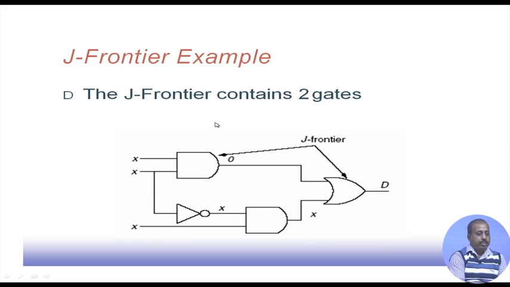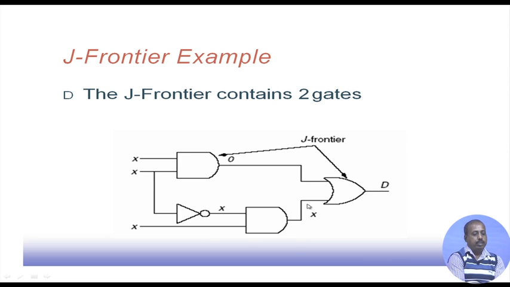On the other hand, this is a J frontier. For J frontier, we say that the output is specified, it is 0 or 1 or D, but at least one input is not specified. For this particular gate none of the inputs are specified, for this gate one input is specified but the other one is not. So, these two gates form the J frontier. Basically, for J frontier we need to justify. If we are trying to justify this 0, then we have to see how these inputs at X can be set, so that we can get a 0 here. Similarly, this line has to be set to D, this output has to be set to D.